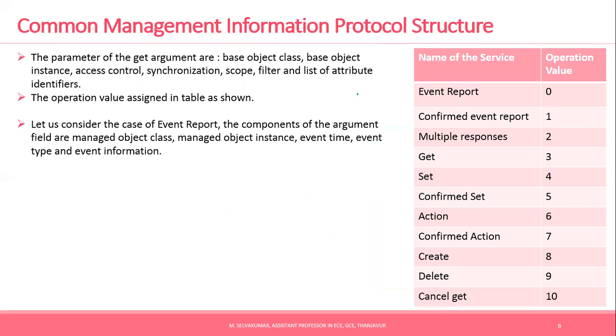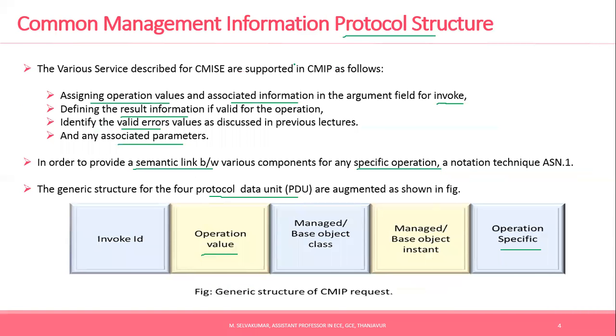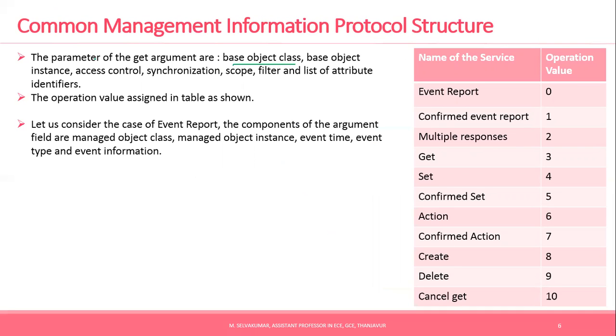The parameters for the get argument are base object class, base object instance, access control, synchronization, scope, filter, and the list of attribute identifiers to be received. We already discussed in the previous lecture the base object class for the get argument for the different types of service definitions of the CMIS, common management information service requirement. We are discussing the base object class, access control, synchronization, scope, and filter. The list of operation values is assigned in the table as shown.